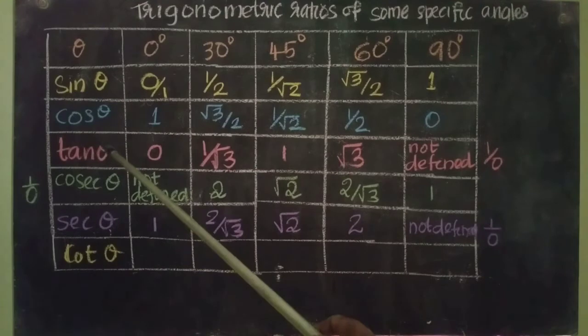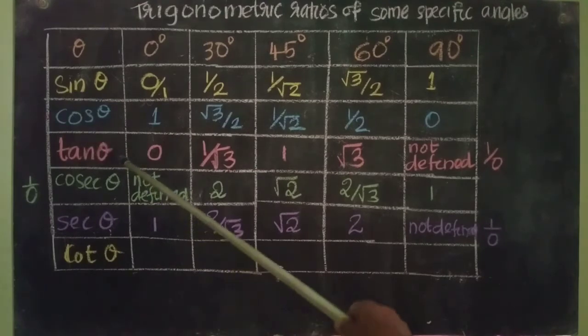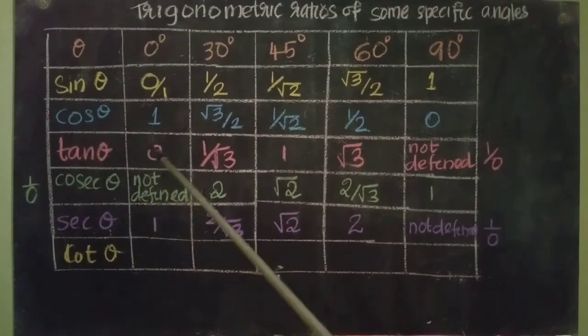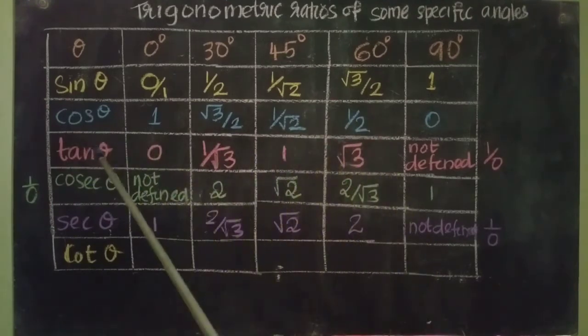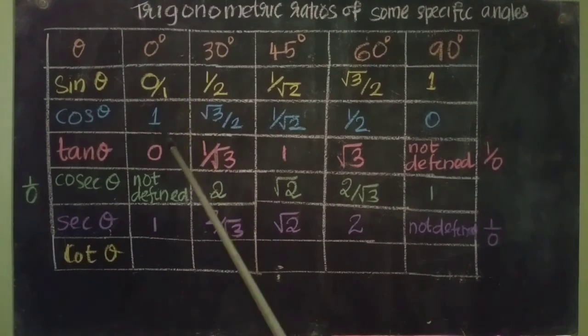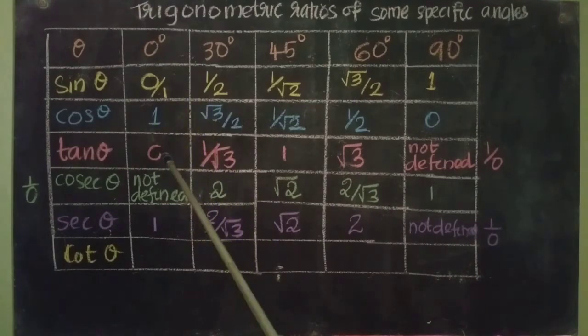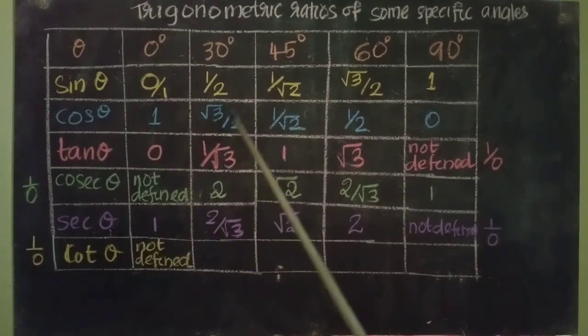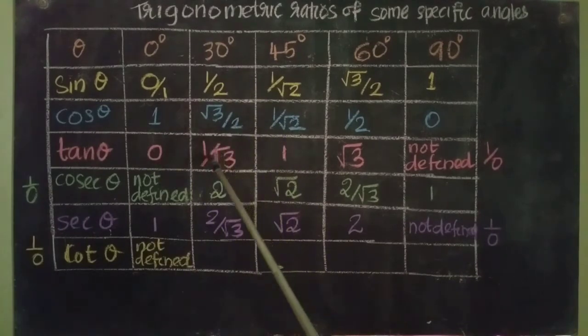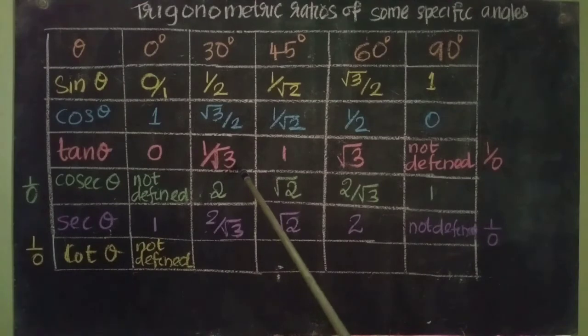The last trigonometric ratio is cot theta. We know cot theta is the reciprocal of tan theta. So, let us find out the reciprocal of each value. We know tan 0 equal to 0. What is its reciprocal? It is 1 by 0. That is not defined. Next, tan 30 equal to 1 by root 3. Its reciprocal is root 3 by 1, that is equal to root 3.